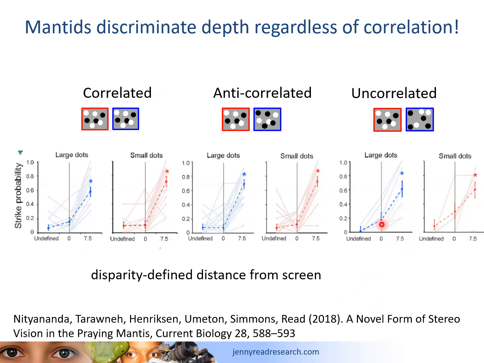But when you've just got two discs going around the screen, but the disparity is wrong, then they don't strike at it. So for me, I can't think of another explanation other than that they're using the stereoscopic information.